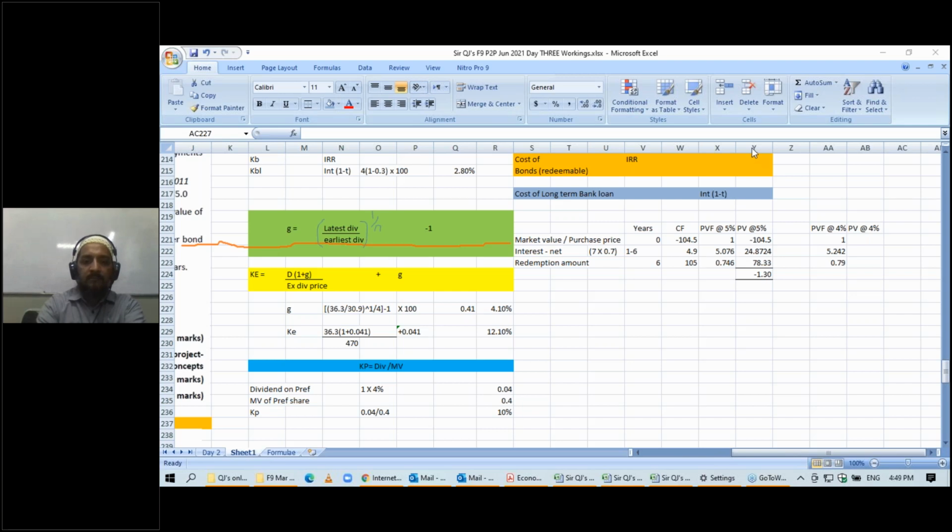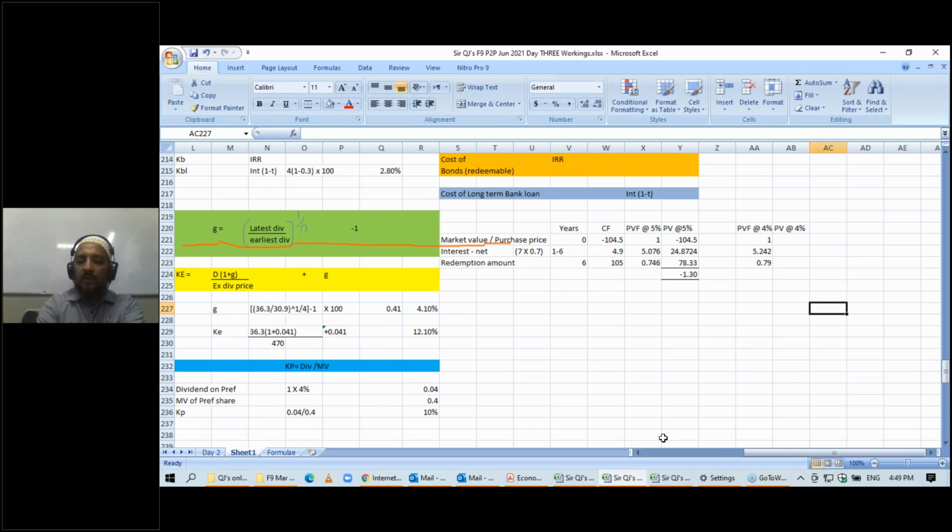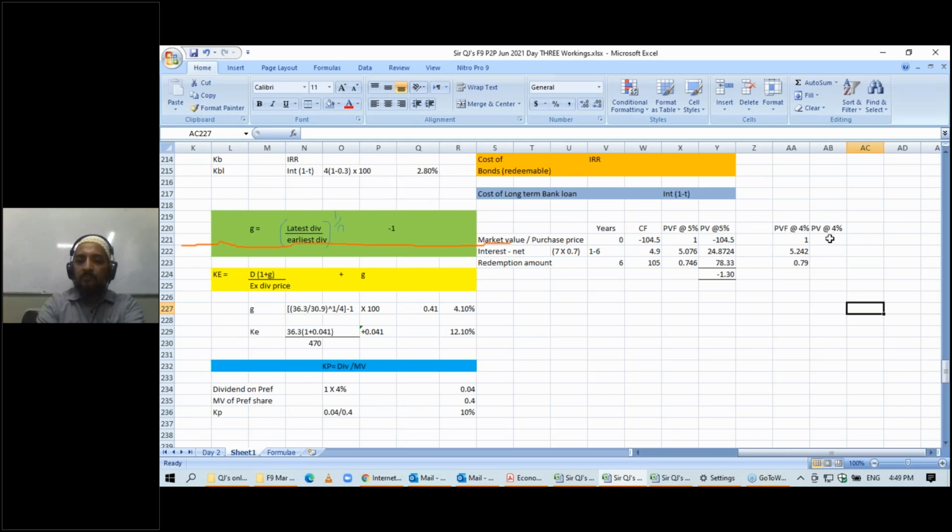Yes. For section C, please do not use IRR formula or function. Okay, now the present value at 4%. This is 4.14 approximately.